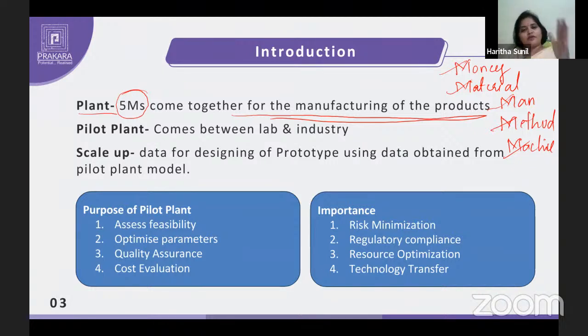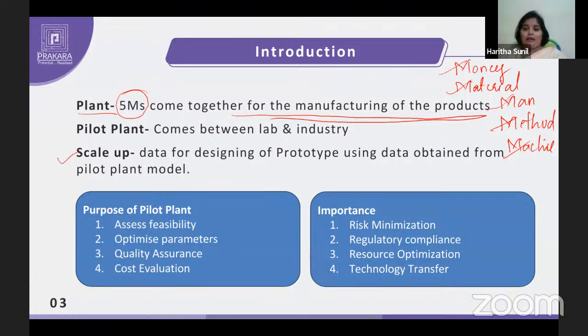You'll be studying half of the syllabus for the first internal, and another half of the syllabus for the second internal. So in total, you'll be writing it in the final exam. In the same way here, in pilot plant, you will be manufacturing certain products which would be intermediate to the laboratory scale and the industrial scale. Hope now you are clear about the pilot plant.